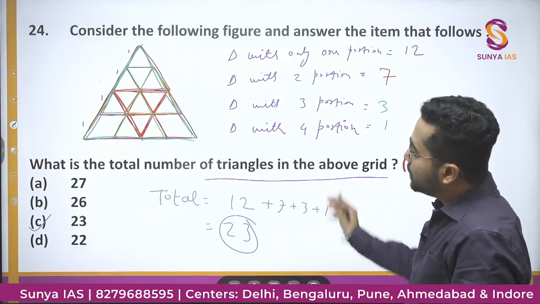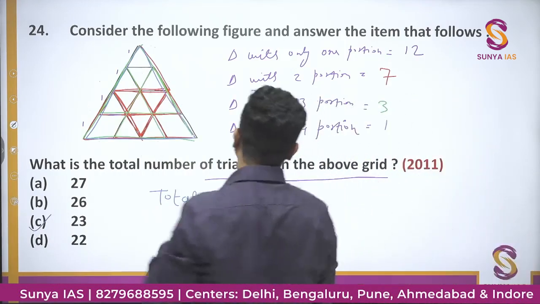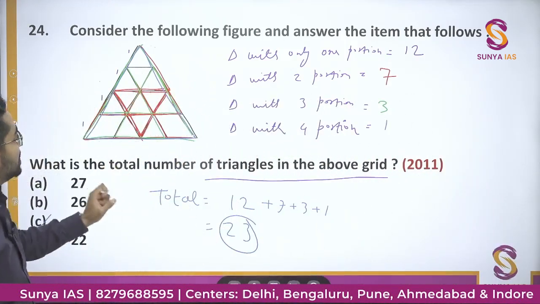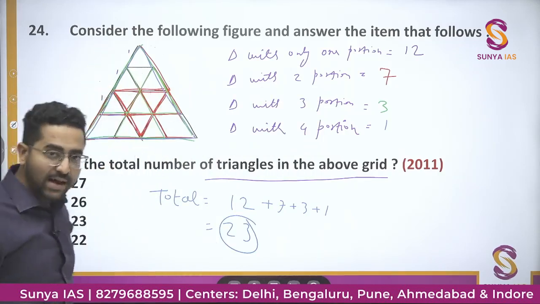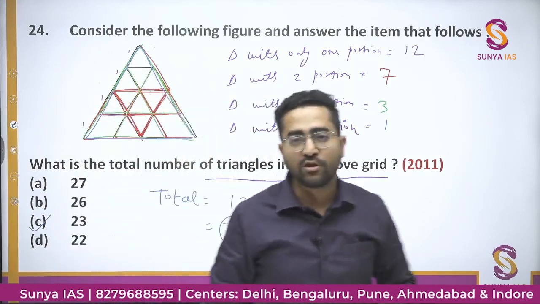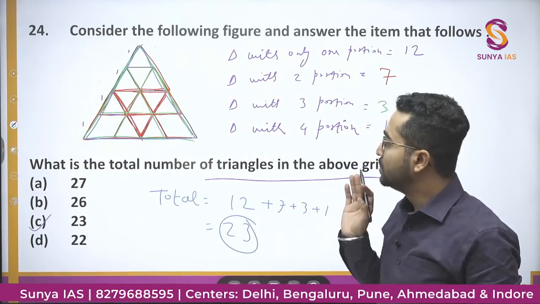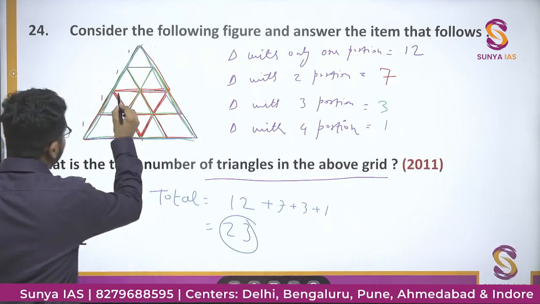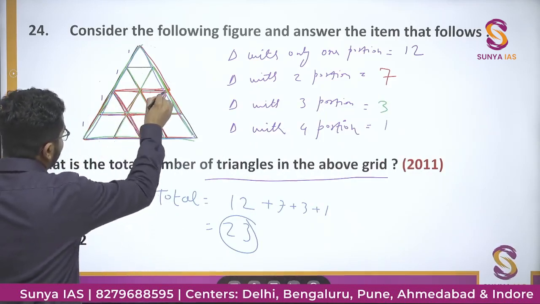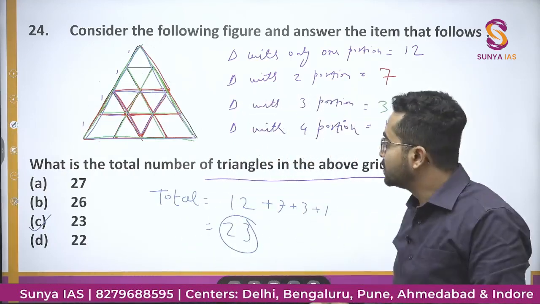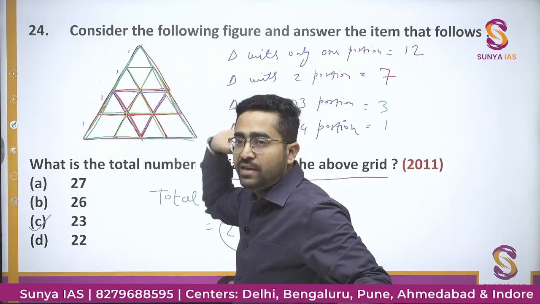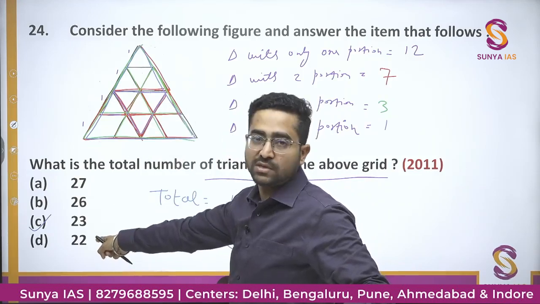हाउ आई एम सो श्योर द 23 इज करेक्ट? बिकॉज आई हैव adopted a systematic approach ki bhai only one portion se kitne ban rahe hain, two portion se kitne ban rahe hain, and while I am counting from two portion or three portion or one portion, then I am very vigil ki yaar koi chhoot to nahi raha hai. Two portion mein this triangle, ye wala jo triangle hai, this was the possibility ki main isko bhul jaau, but I was vigil, I was focused, I was attentive ki yaar ye bhulna nahi. Agar main ek bhul jata to 23 ka 22 ho jata.